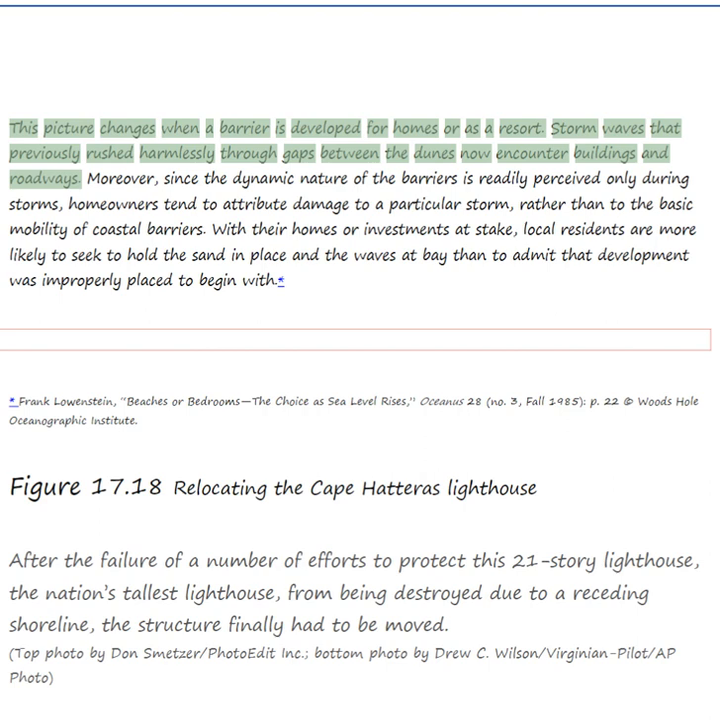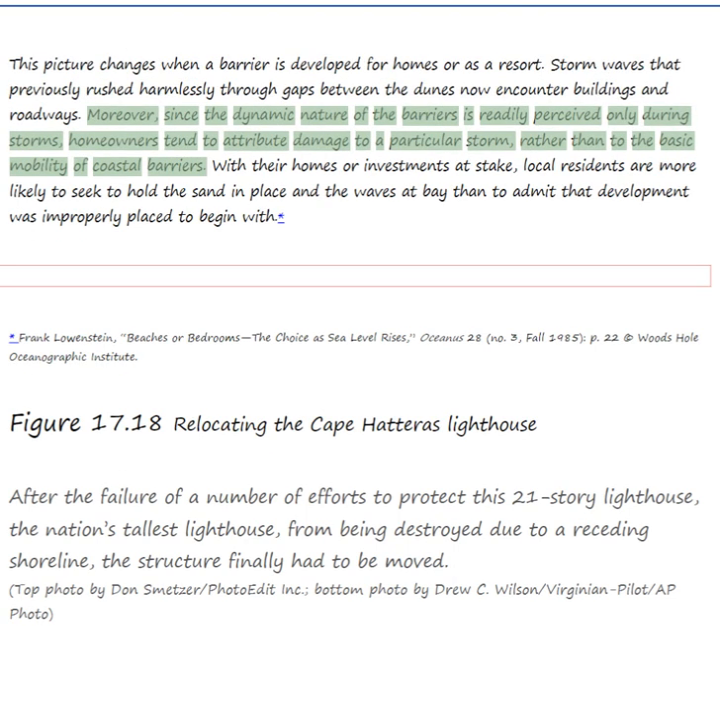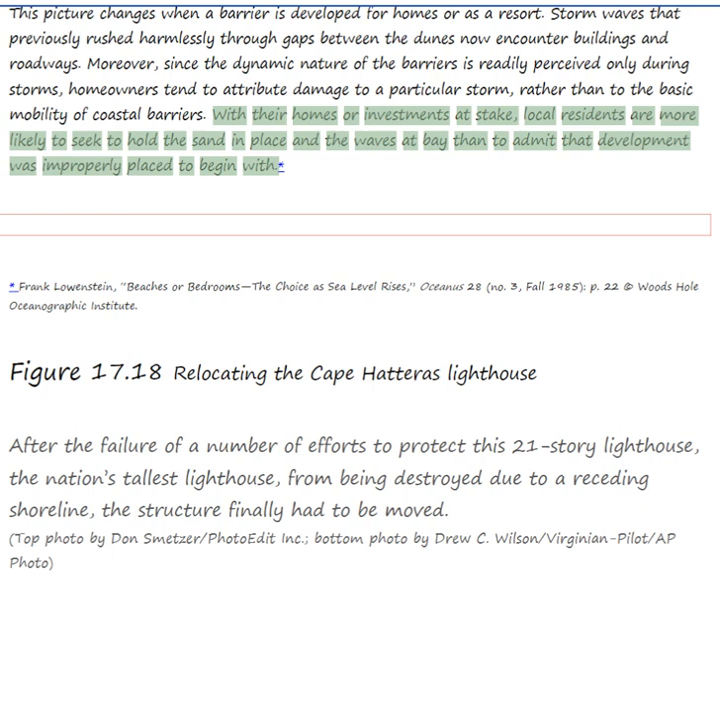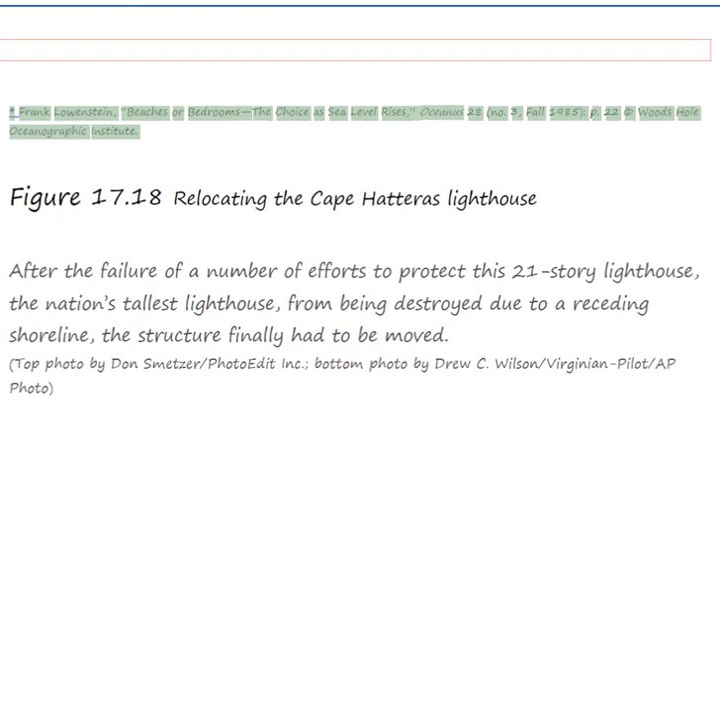This picture changes when a barrier is developed for homes or as a resort. Storm waves that previously rushed harmlessly through gaps between the dunes now encounter buildings and roadways. Moreover, since the dynamic nature of the barriers is readily perceived only during storms, homeowners tend to attribute damage to a particular storm, rather than to the basic mobility of coastal barriers. With their homes or investments at stake, local residents are more likely to seek to hold the sand in place and the waves at bay than to admit that development was improperly placed to begin with. Frank Lowenstein, Beaches or Bedrooms, The Choice as Sea Level Rises, Oceanus 28, page 22, Woods Hole Oceanographic Institution.